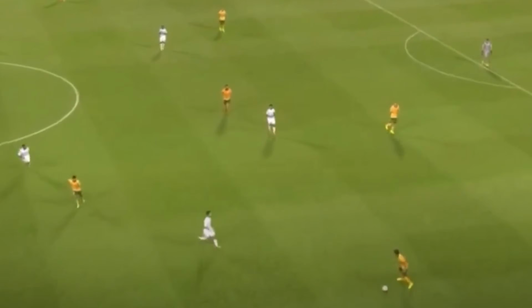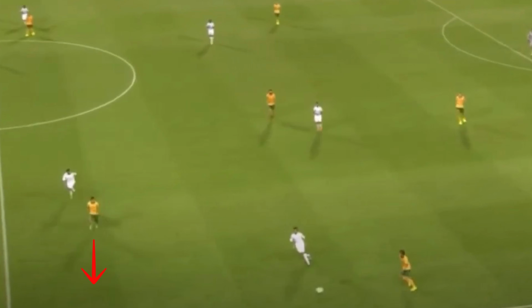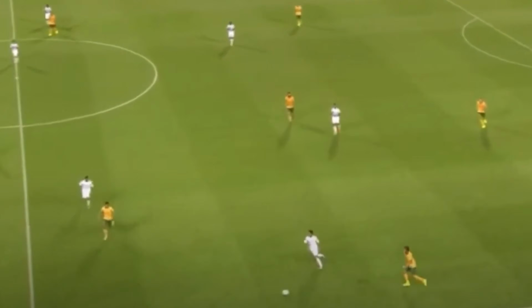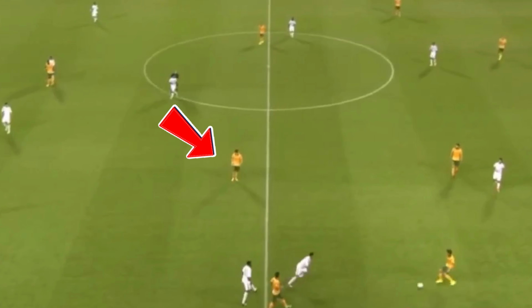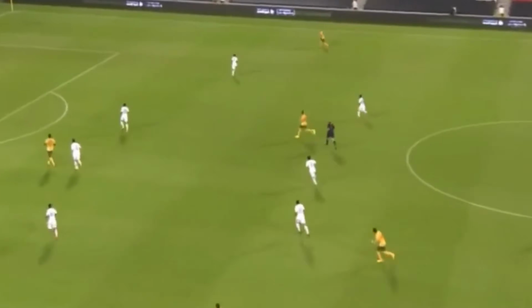And here we can see the fullback receive the ball. Notice that midfielder going very wide to open up space in the middle. The fullback drops off, and then look how much space the other centre midfielder has to turn and switch the play onto the far side where there's a 1v1 situation.